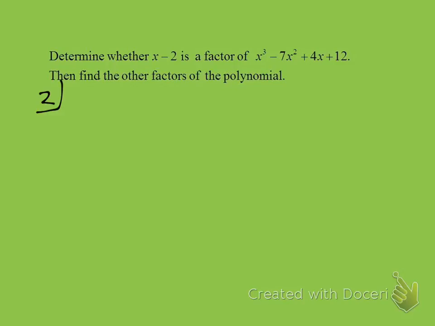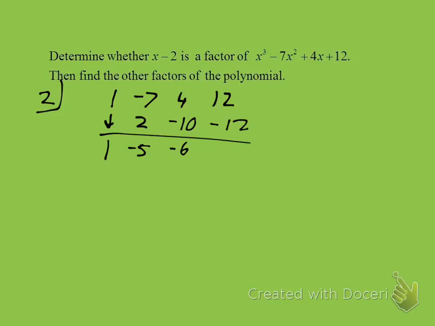Okay, so you get 2 in the box. You got 1, negative 7, 4 and 12. Bring the 1 down. 1 times 2 gives you 2. You add 2 with negative 7, you get negative 5. Okay, signs are important here. Negative 5 times 2 gives you negative 10, there you go. 4 minus 10 gives you negative 6. Negative 6 times 2 gives you negative 12 to get 0, okay, which is a good thing.